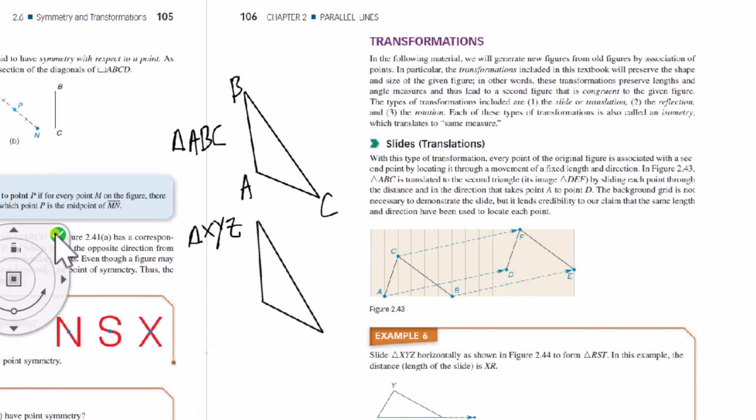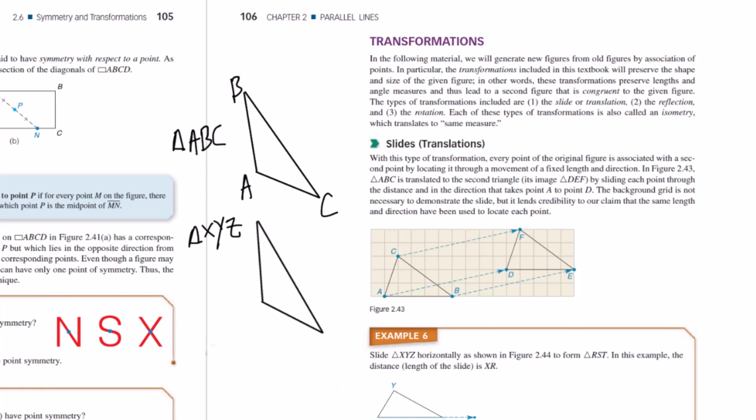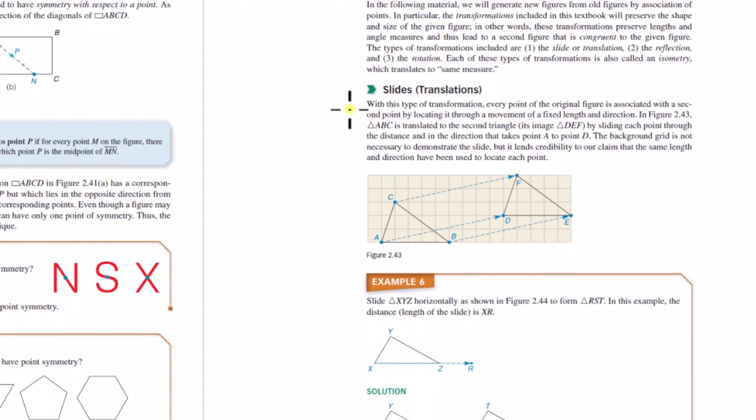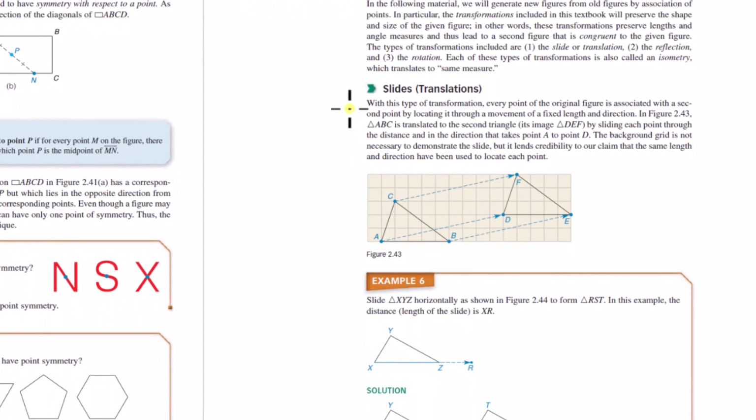So the leg on the left side matches up with AB. So, okay, in that case, then this is going to be Y, this is going to be Z, and this is going to be X. And there you go. All right, let's start by understanding the nature behind a slide or a translation.